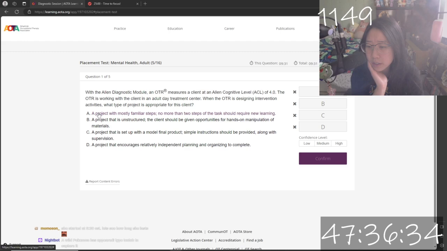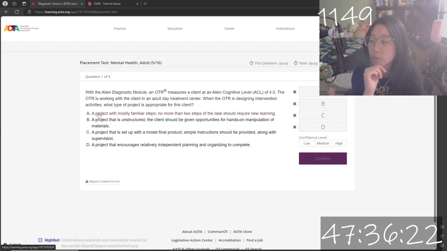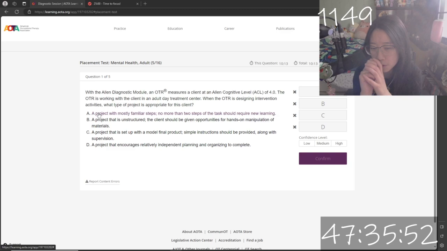Level 4 is set up with the simple, familiar, unstructured. Oh, I don't remember. I don't remember the levels. A project that is mostly familiar, no more than two should require. Unstructured. Clients should be given opportunities for hands-on manipulation of materials. I think a level 4 means that he's pretty competent to complete his own project, even if it's unfamiliar with the model final product. Simple instructions.